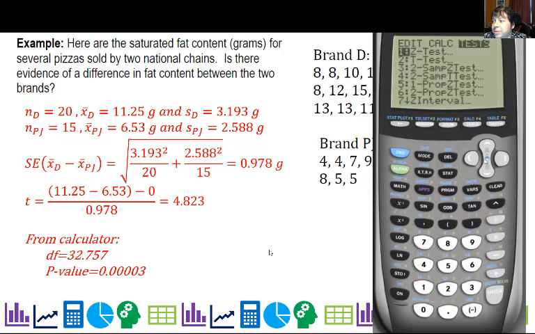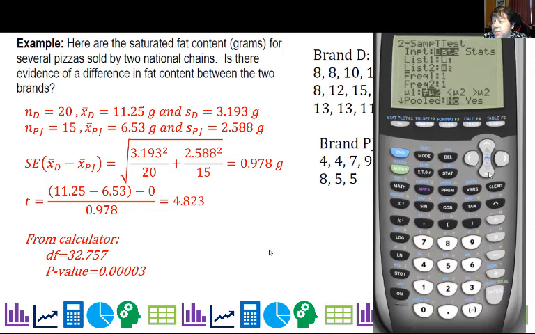Go to your test like we said before. Scroll down to 2-samp t-test. Make sure you're in data. You got list 1 and list 2. Frequencies are 1, and we're saying not equals 2, and no unpooled, and hit calculate, and you'll see you get the values we have here.